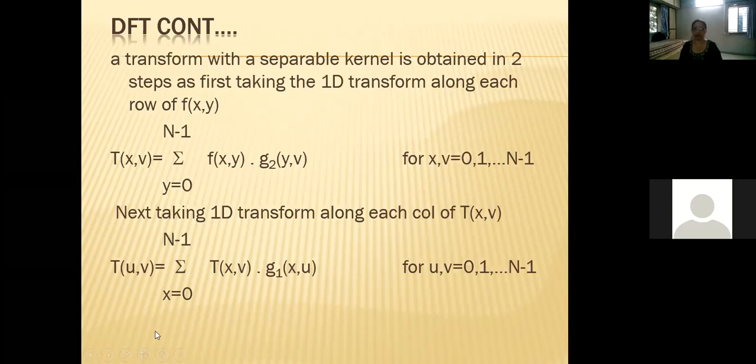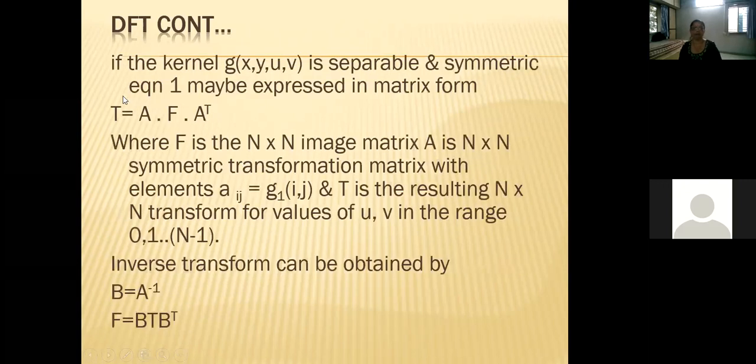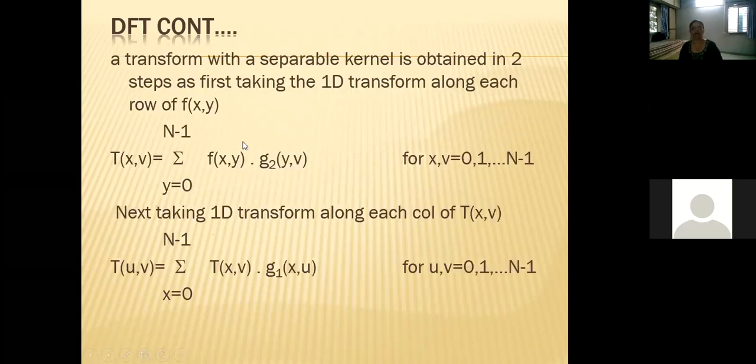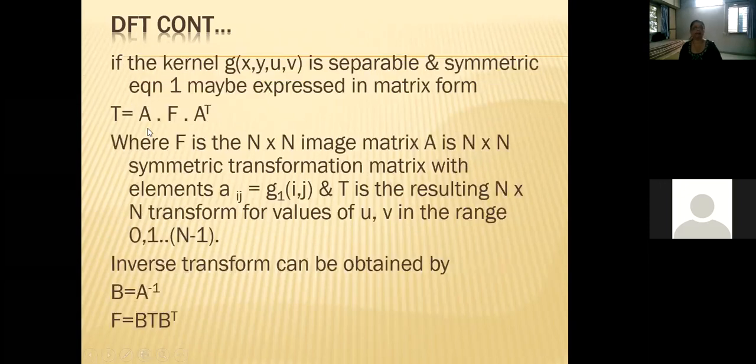Now this same operation we can represent in matrix form. If the kernel g(x,y,u,v) is separable and symmetric, we can replace this equation by simple matrix multiplication. These two equations we can implement by using matrix multiplication. So we can obtain the transform matrix, or resultant T(u,v).